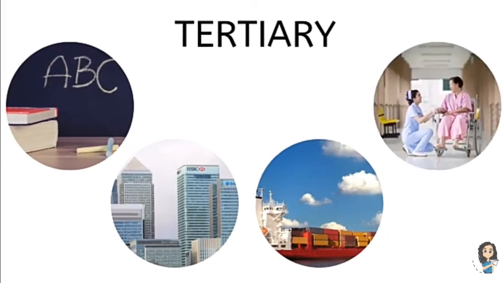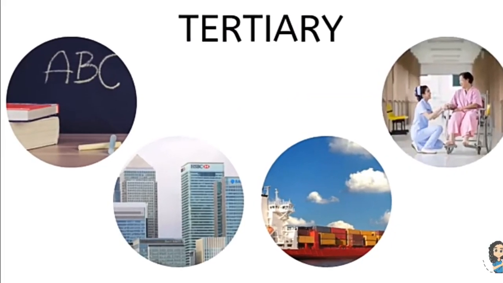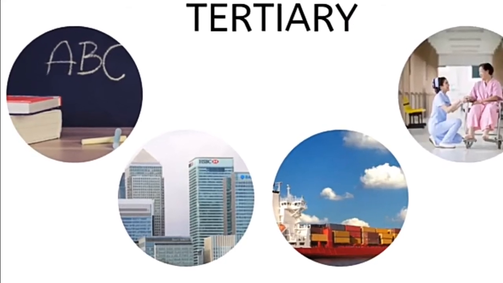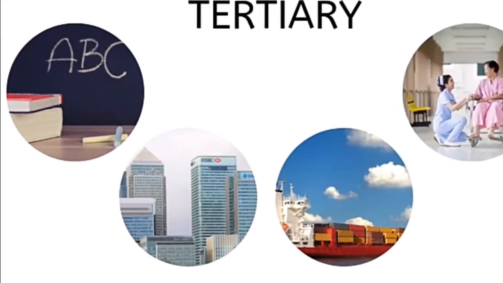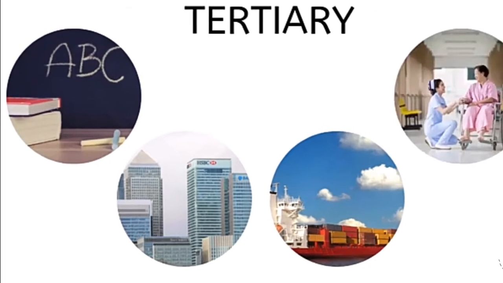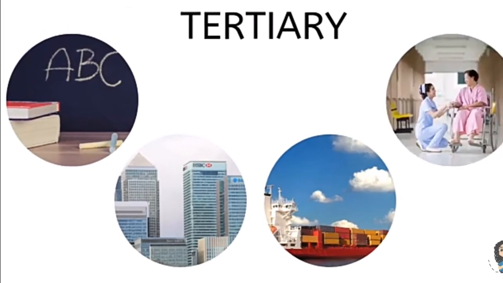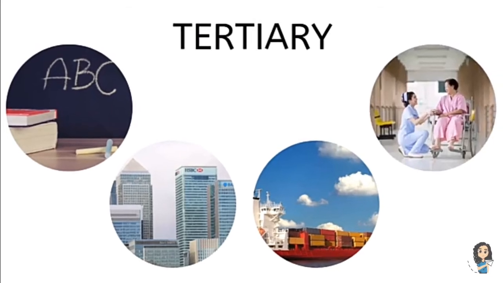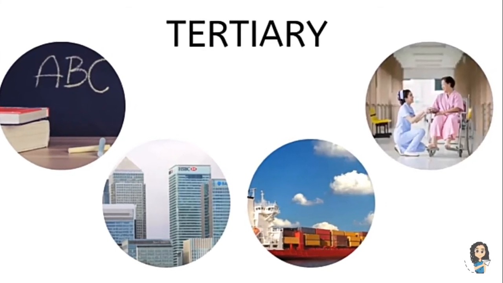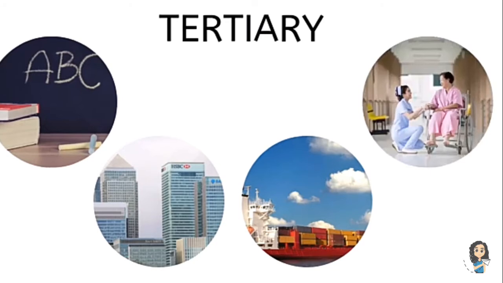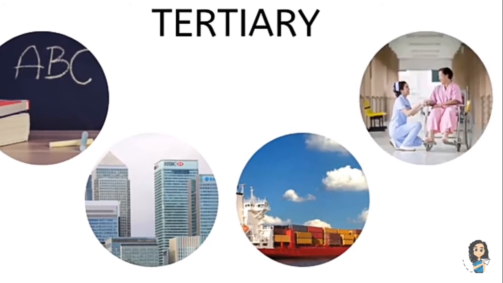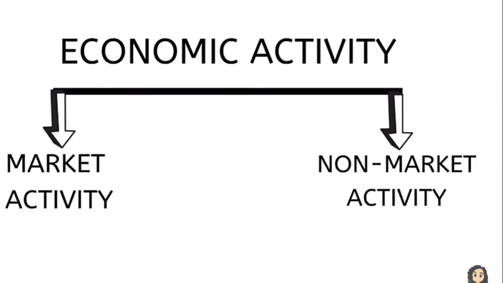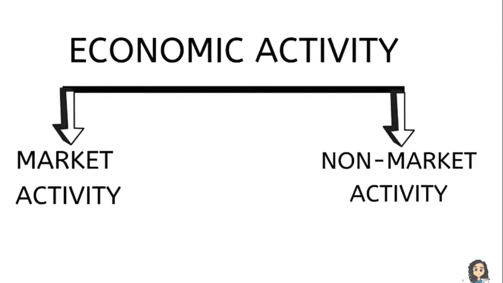Moving on to the third sector, we call it the tertiary sector. This sector consists of all those activities which are concerned with the distribution of the goods and the services so that these may reach the final consumers. Let me cite some examples of the tertiary sector. We have transport, communication, tourism, health, and insurance, and many more. I hope the term economic activity is clear to you.